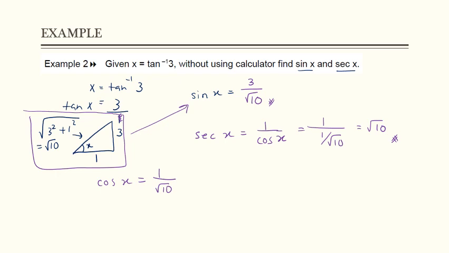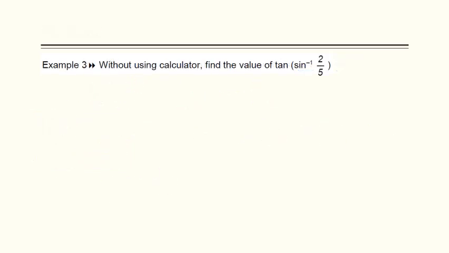Right. So next, example 3. Without using calculator, find the value of tangent sin inverse 2 over 5. This is the same, you have to use a right angle triangle. So how to solve? We will make an assumption. We assume the term that has the inverse; the one with inverse is what we usually let.